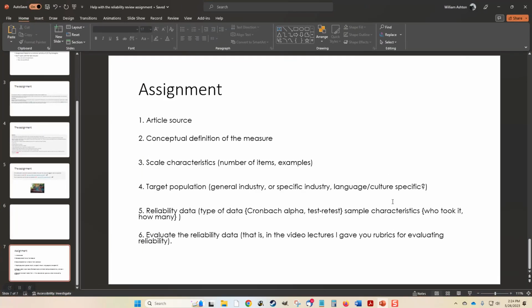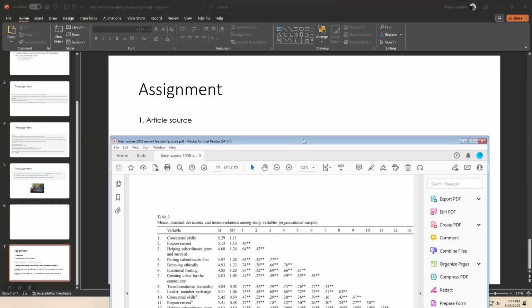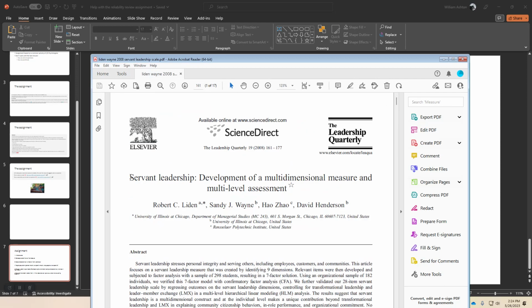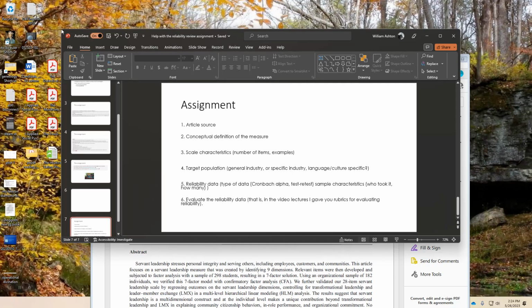And so let me make this big so we can use it, and then let's just start filling in the answers. So article source, that has a very technical meaning. That means the APA style reference citation. That is the source where you're getting this information from.